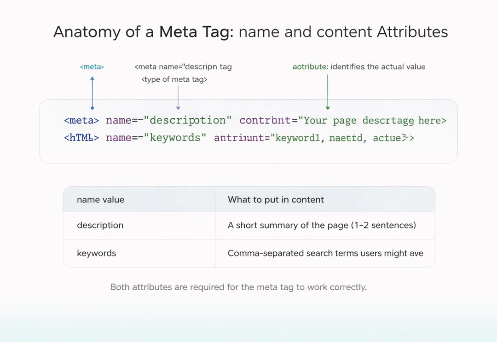Let's look at the actual structure of a meta tag, because it's important to understand both attributes. Every meta tag has two key attributes, name and content. The name attribute tells the browser and search engines what kind of meta information this is. If it's a description, you write name equals description. If it's keywords, you write name equals keywords. The content attribute is where you put the actual value. For description, that's a short summary of what the page is about. For keywords, it's a comma-separated list of search terms your target audience might use. Both attributes must be present for the tag to function correctly.